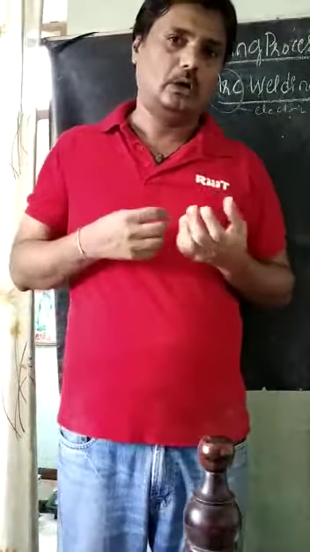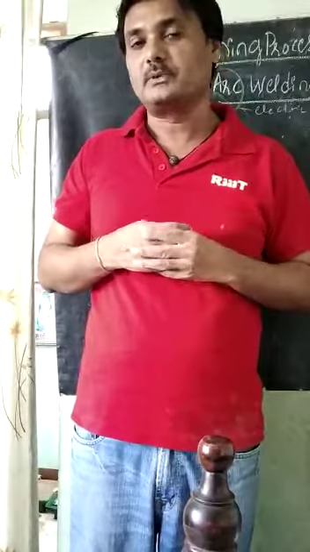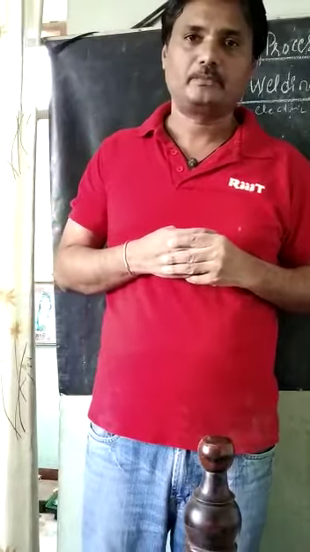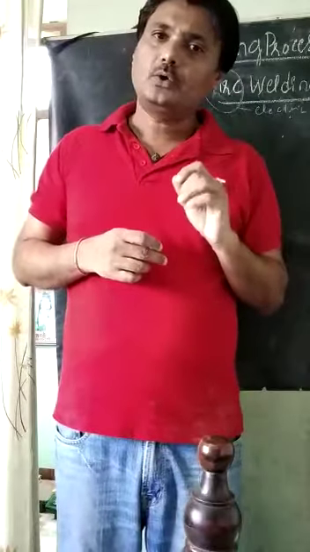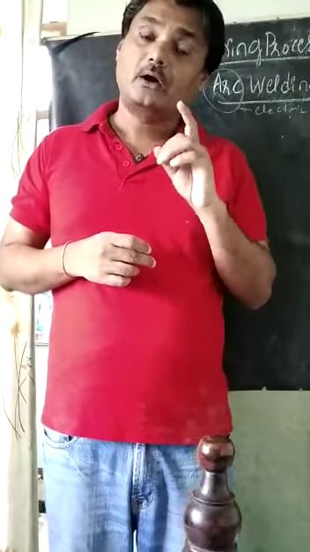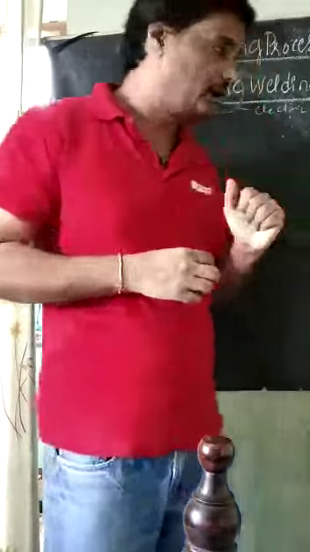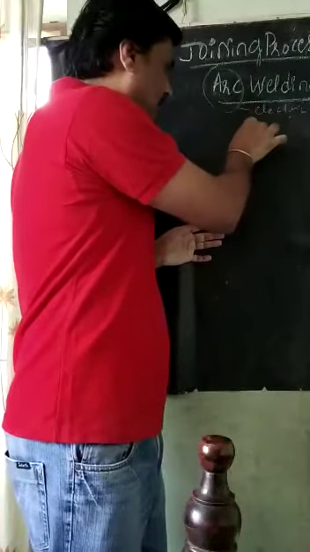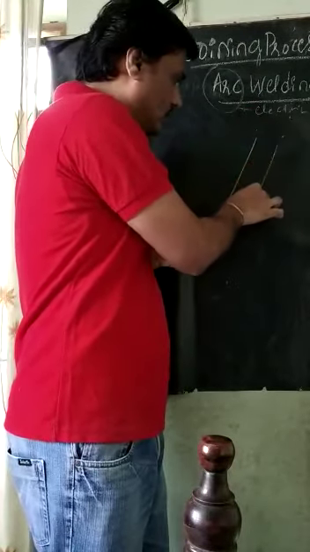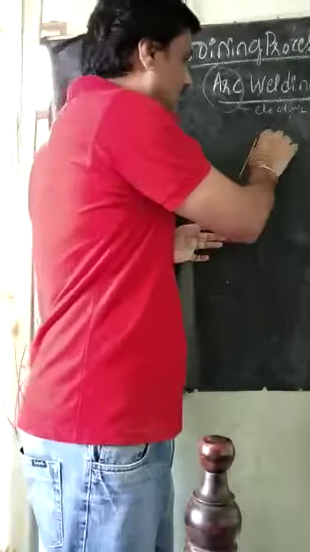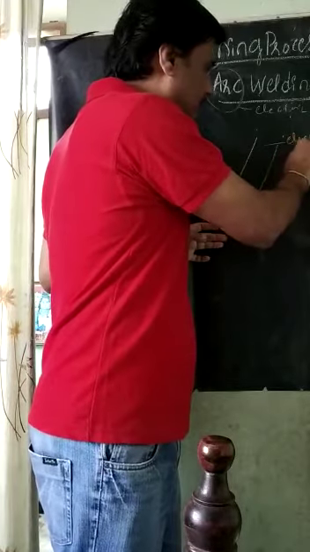So how does it take place? Working principle of this arc welding, how does it take place? Here will be the electrode. The electrode also acts as a filler material. Just for example, if I take this electrode here, this electrode is also a filler material.